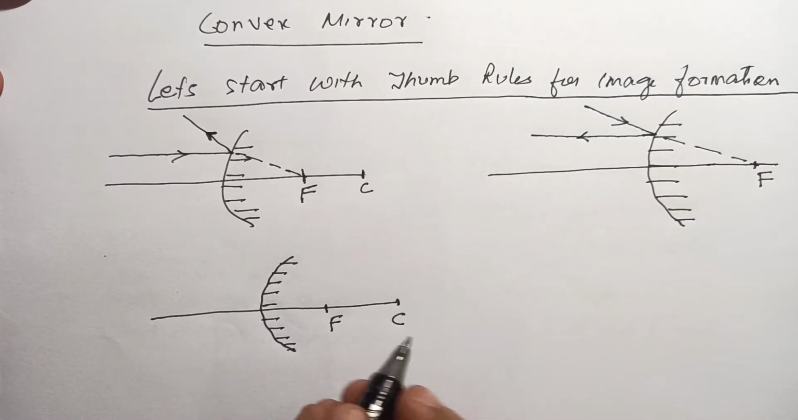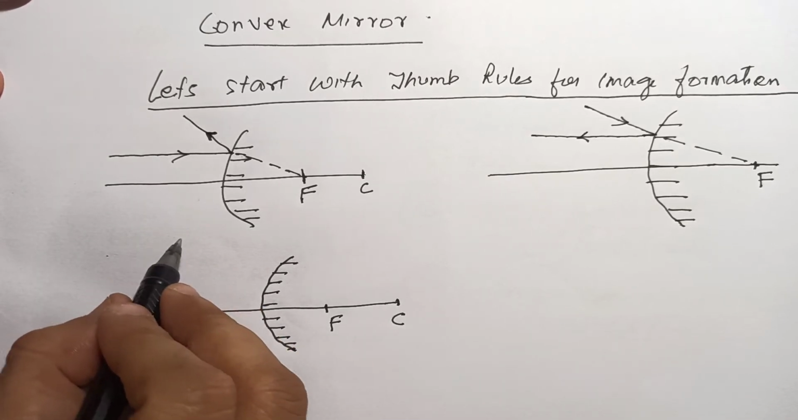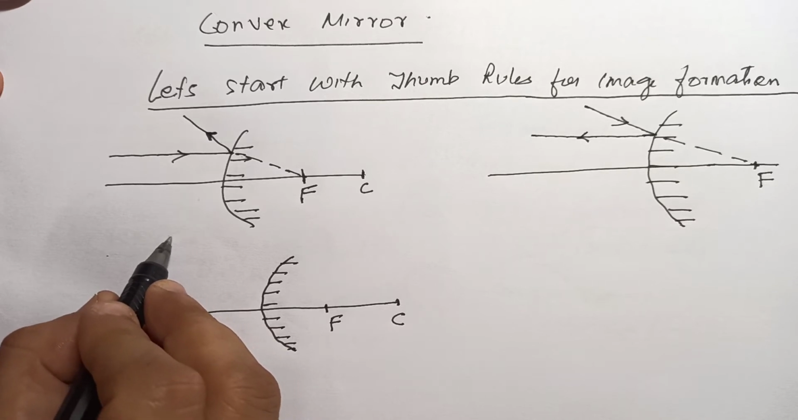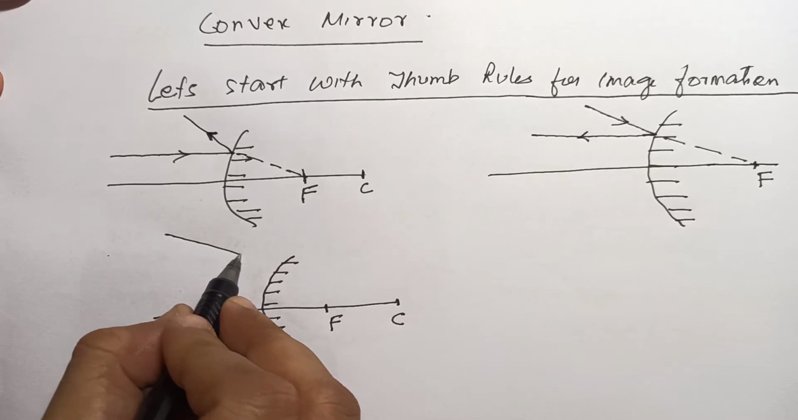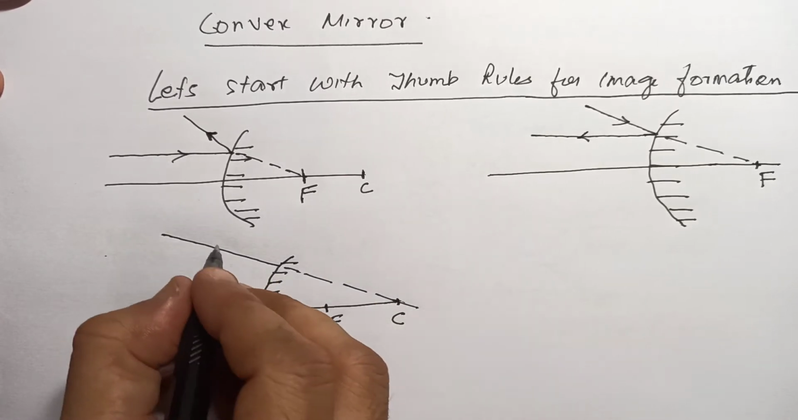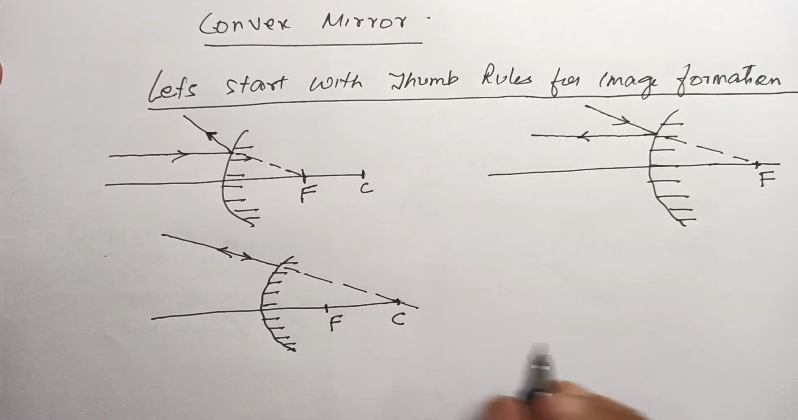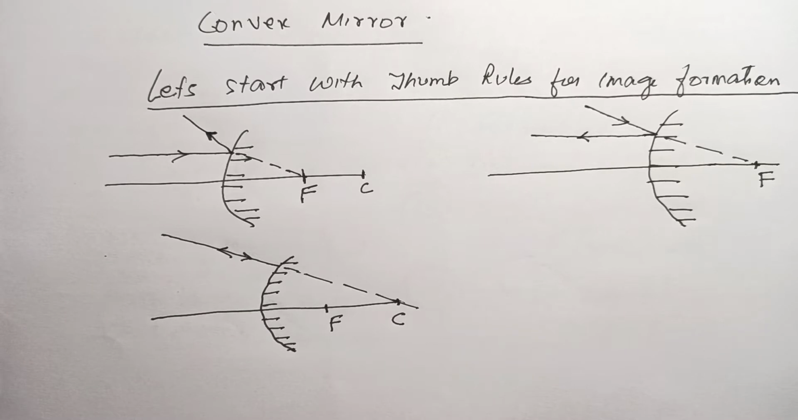Correct. Third, if the ray comes towards the center of curvature, then it will be something like this. Right. So these are the three basic rules for image formation in convex mirror, and we will use these for any sort of image formation in convex mirror.